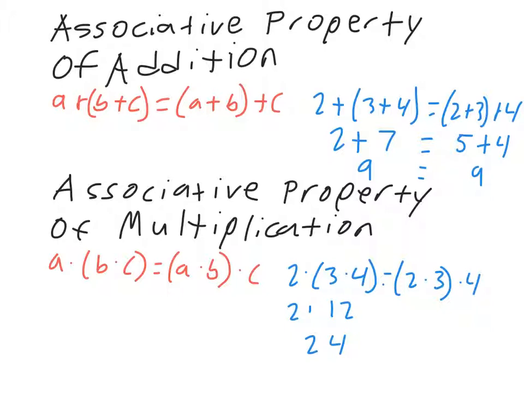And on the right side, 2 times 3 is 6, times 4. 6 times 4 is 24. Again, it works. So with just addition or just multiplication, it works that you can change the order and you can change the parentheses all you want.